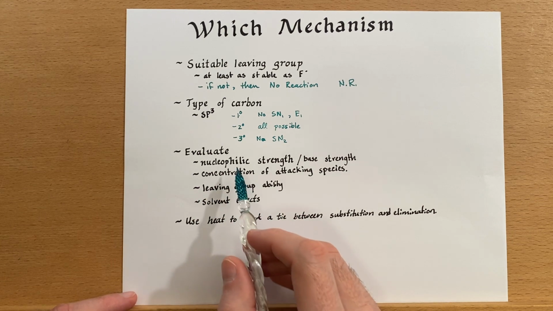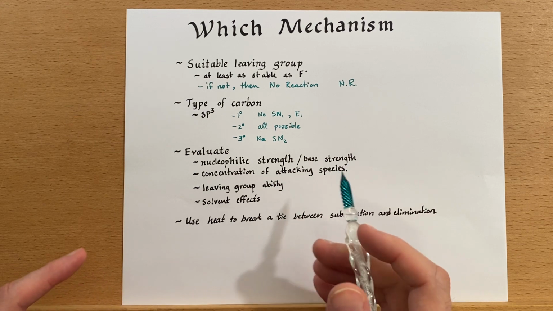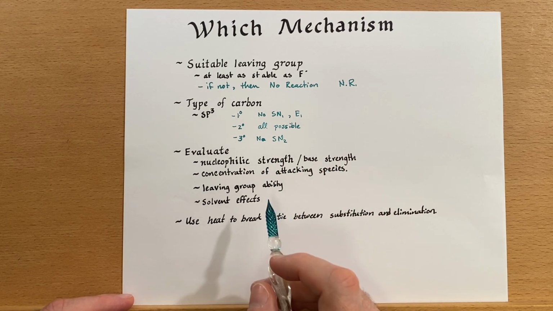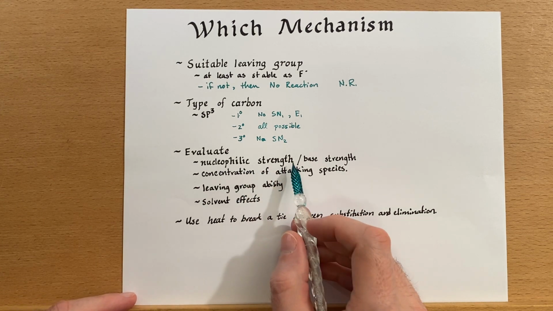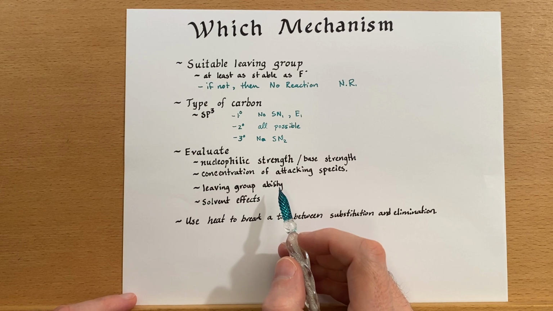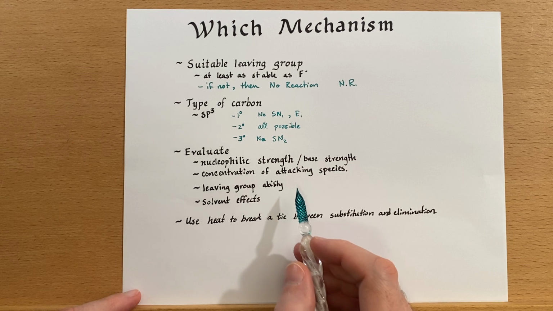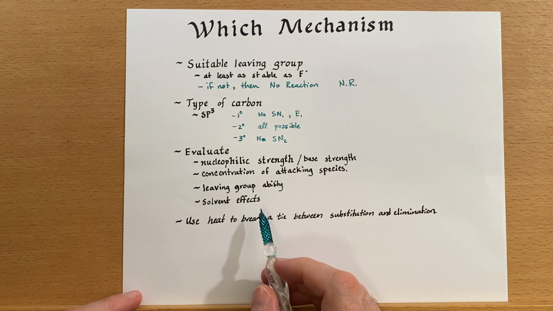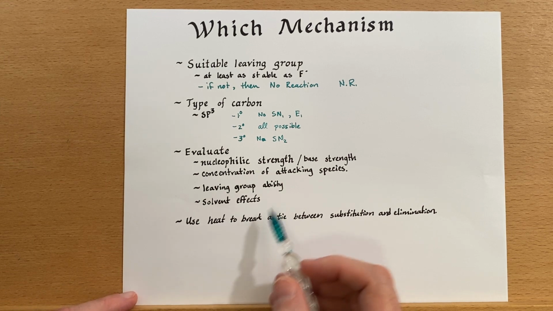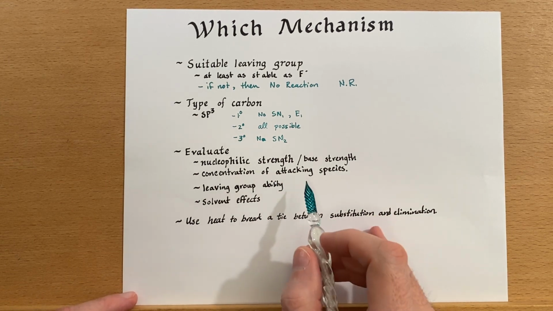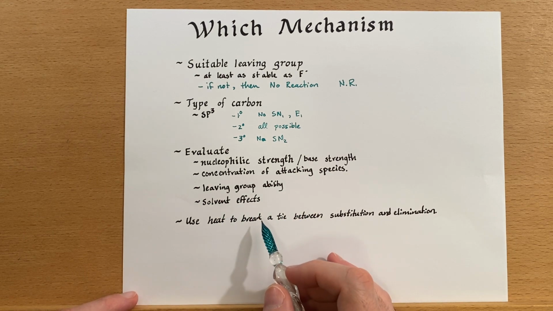Next, we need to evaluate the nucleophilic strength or the base strength, depending on whether we're doing a substitution or an elimination. If we have a particularly strong nucleophile or base, that would promote the bimolecular reaction. Similarly, the concentration of the species. If we have concentrated reagents, for the attacking species, it's more likely to promote the bimolecular reactions.